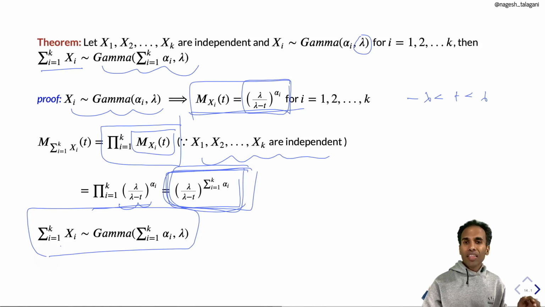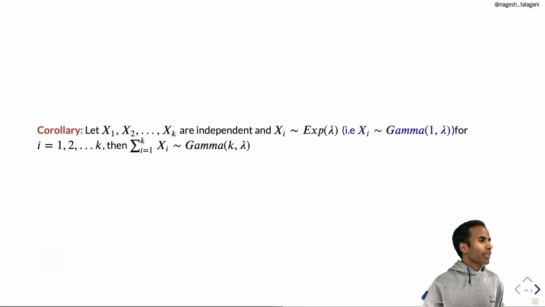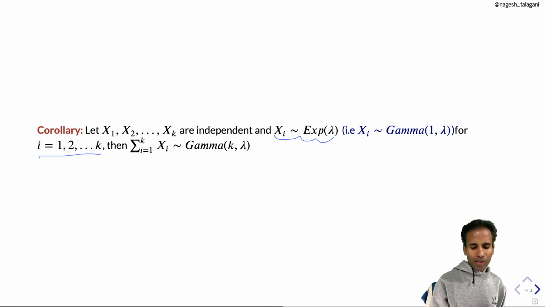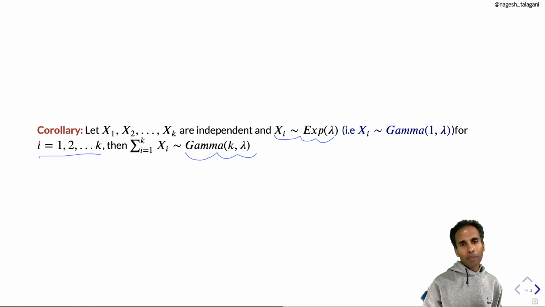So this theorem says that the sum of independent gamma random variables with the same rate parameter lambda is again a gamma random variable. Okay, fine. Next, corollary. Let X1, X2, so on Xk be independent and Xi follows exponential distribution with the parameter lambda for i equal to 1 to k. Then summation Xi from i equal to 1 to k follows gamma distribution with the parameters k comma lambda. This directly follows from the above theorem because the exponential distribution is a special case of the gamma distribution. Each Xi can be seen as a gamma random variable with the parameters 1 comma lambda.